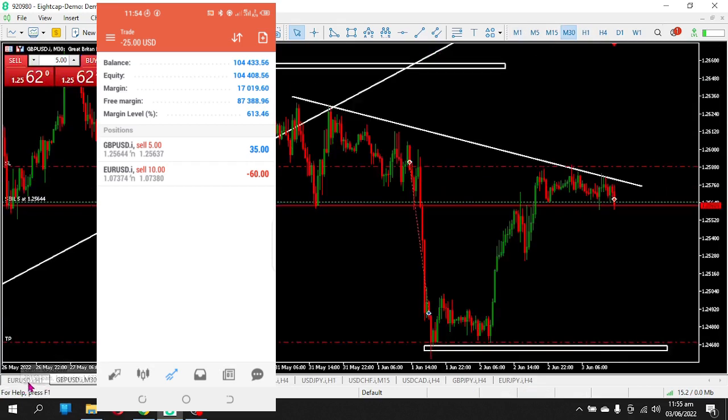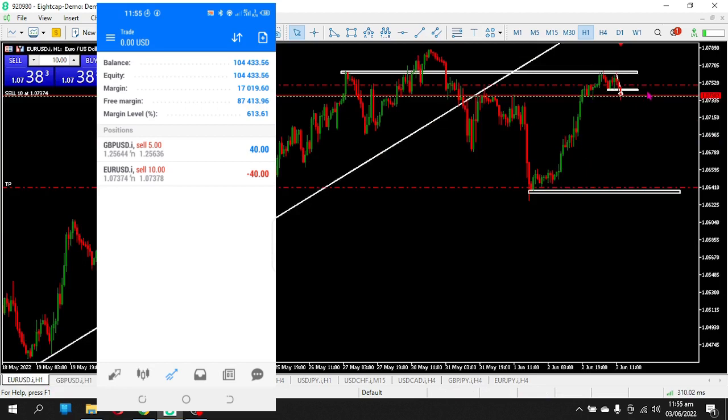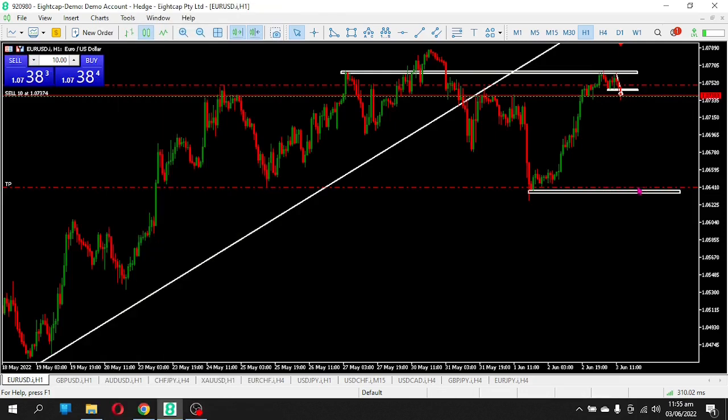You can see how tight the stop loss is, and this is the GBP USD trade. We sold using a 5.0 volume. This is our stop loss and take profit at this support. And the Euro USD stop loss is also tight, and our take profit is at this support also. I'll be back in the next few minutes or hours, it depends, to update you.